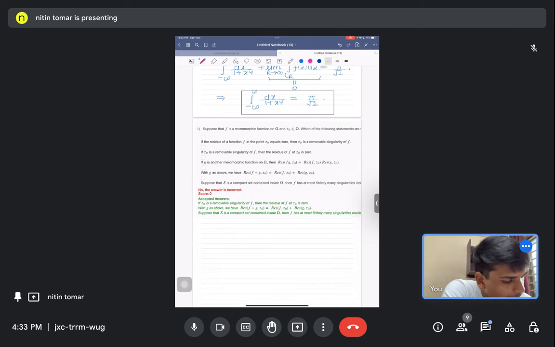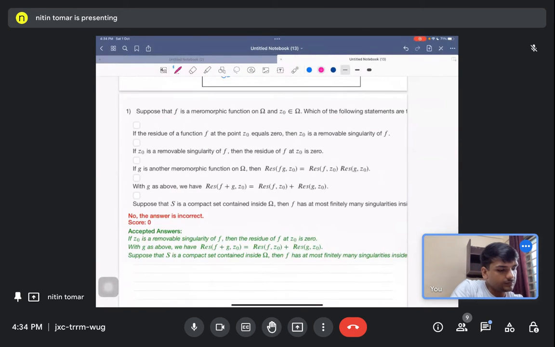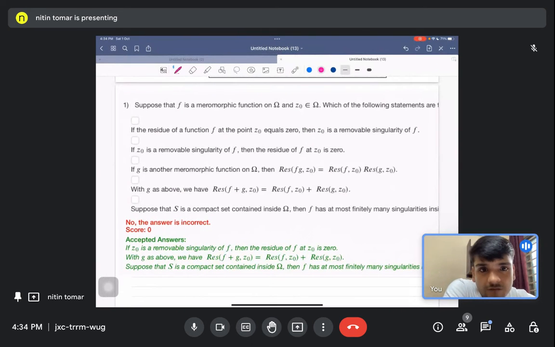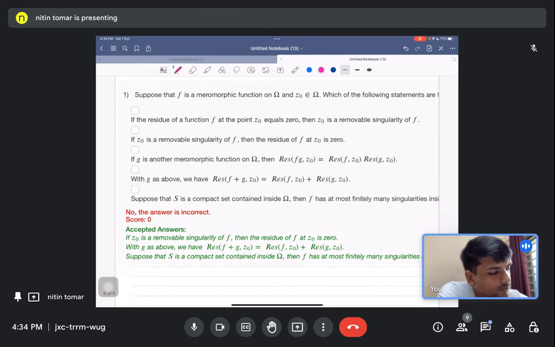If f is a meromorphic function on omega, and z naught is a point in omega, then which of the following statements are true? The answer is given in green. The first option is: if the residue of a function f at the point z naught equals 0, then z naught is a removable singularity. Is this option true?